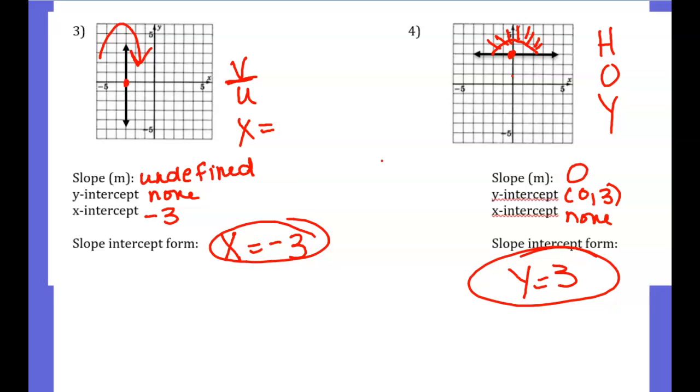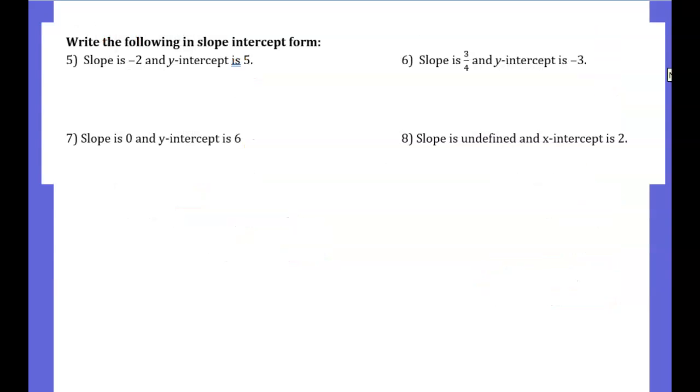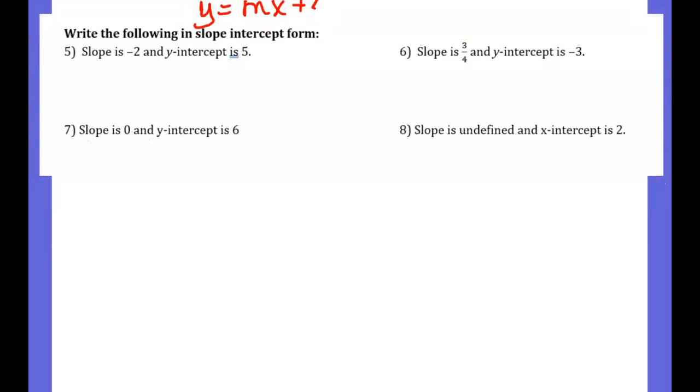All right, so now, still kind of reviewing, we're going to write the following in slope-intercept form. Keep saying this: y equals mx plus b is slope-intercept form. We're going to use this all year. Slope is -2, y-intercept is 5. Really easy to write the equation of the line. Y is equal to -2x plus 5. That's it. All right, number 6, that should be easy too. We've got a slope of 3/4 and a y-intercept of -3. So y is equal to 3/4 x minus 3.